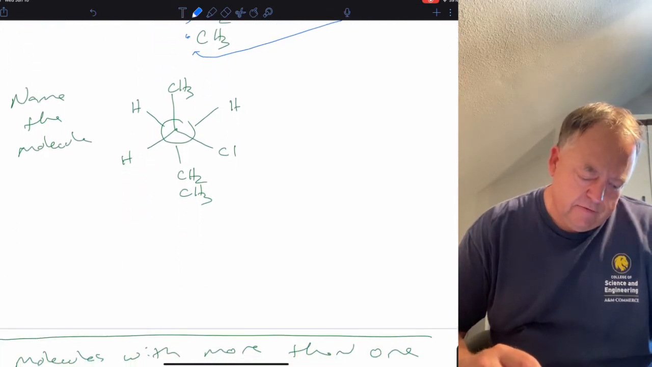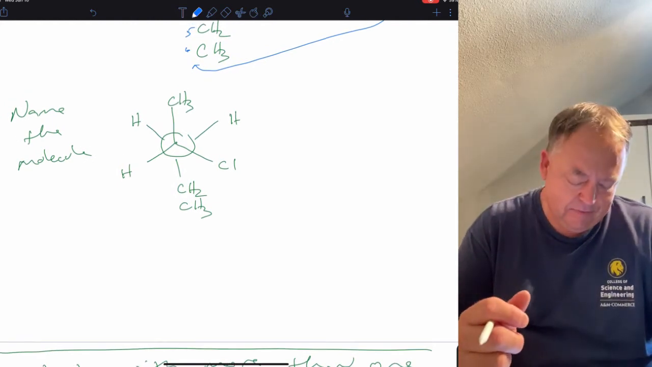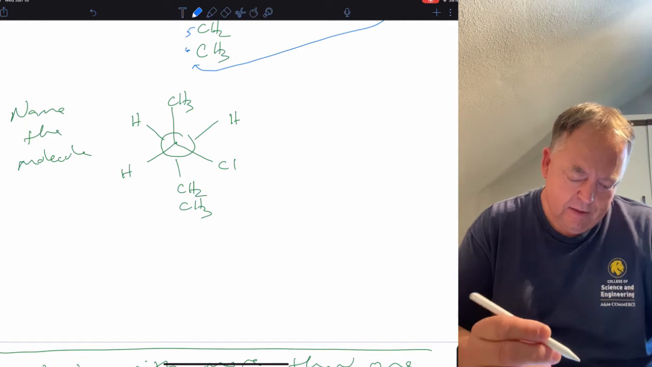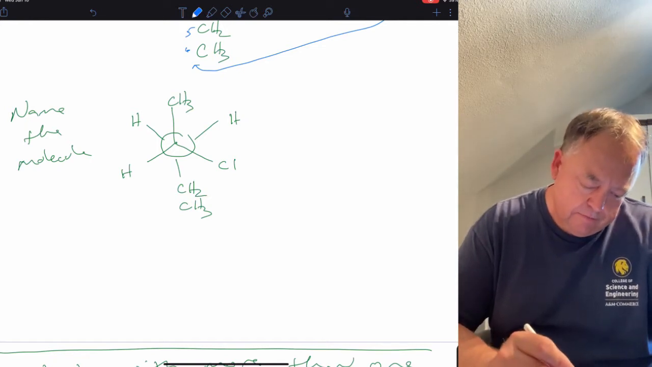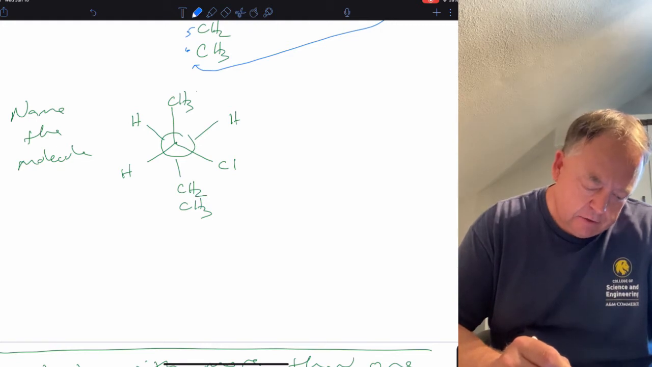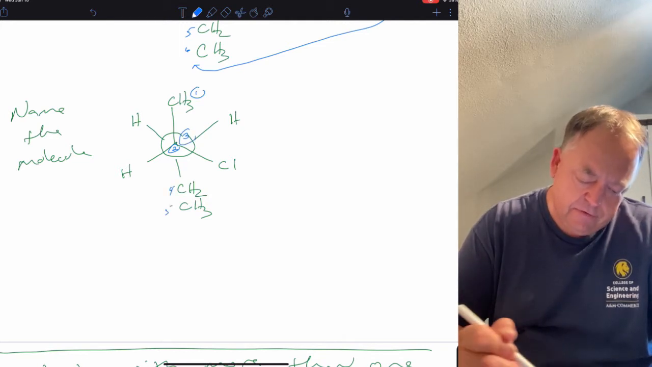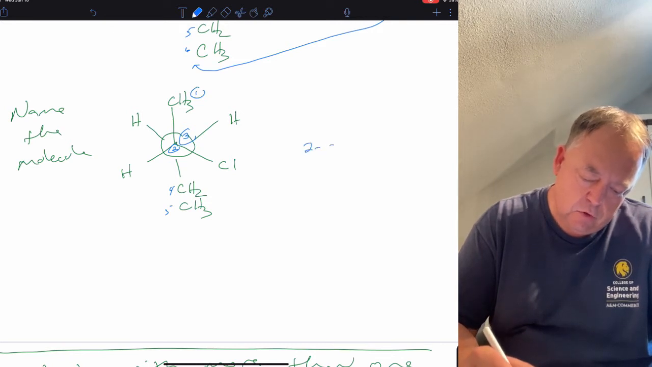Or if the molecule is given to you like this, this is a lot harder to name. First of all, we find the longest carbon chain. This is going to be carbon 1, that is carbon 2, and the circle is carbon 3 in the back, and then 4 and 5. So this is a pentane chain with a chlorine at carbon number 2. So this is 2-chloropentane.